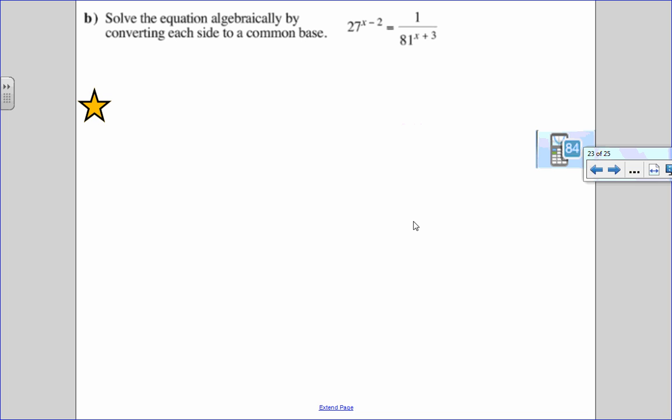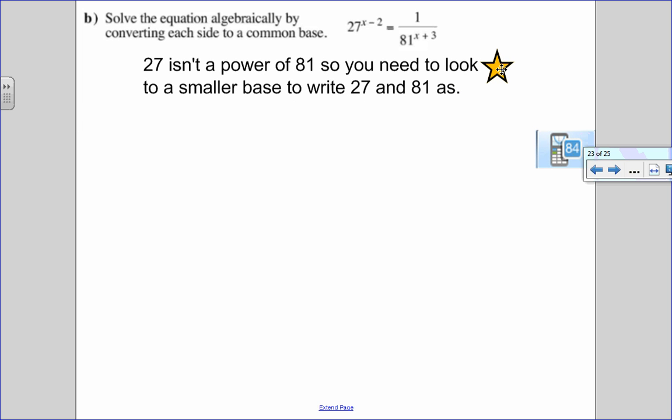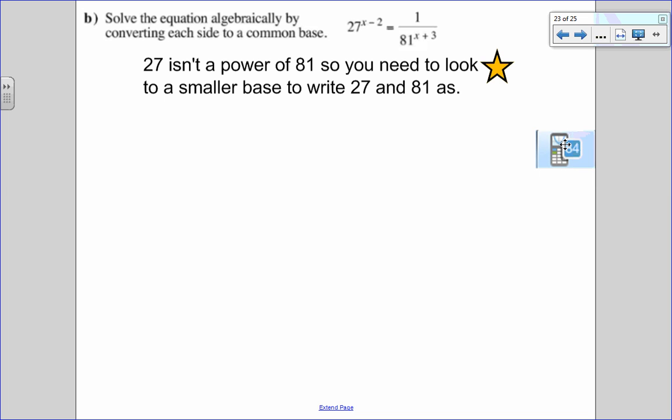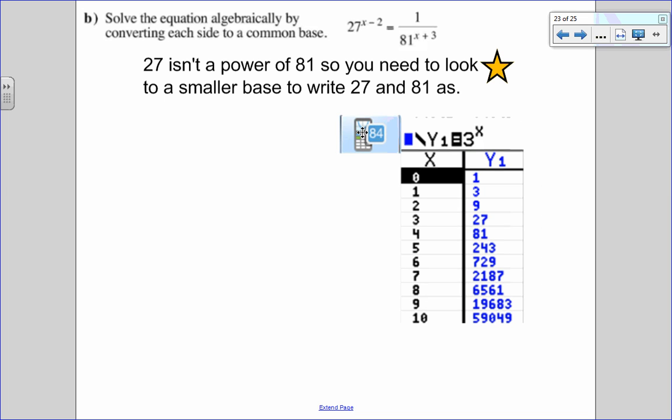Okay, so if I want to solve it algebraically, I want to convert each side to a common base. So 27 is not a power of 81. So remember how I said you go to the smaller base? That sometimes works. Since in this case it doesn't work, I need to go smaller than 27 and find a base that would be common to 27 and 81. So I know that 27 and 81 have a factor of 3 in common. So I'm going to go down to my powers of 3 and I'm going to look. 27 is there, and so is 81. So I can write those as a common base of 3.